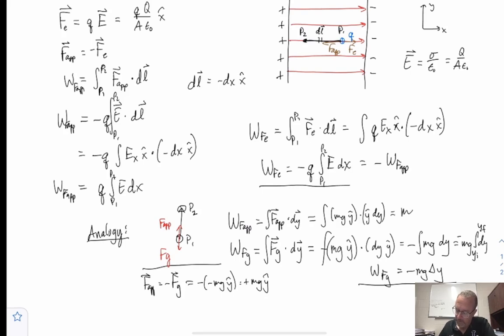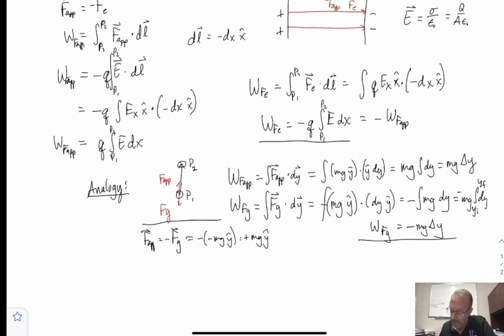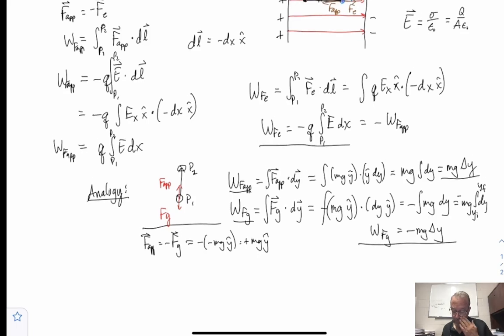And the mg comes out, integral of y hat dot y hat is 1, and I get the integral of dy, which is just mg delta y. So the same kind of thing is happening with this gravitational example that happens with the electric field.